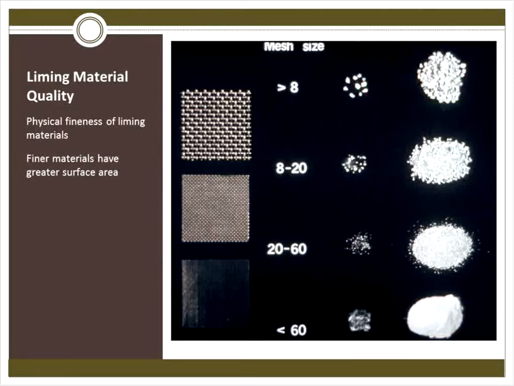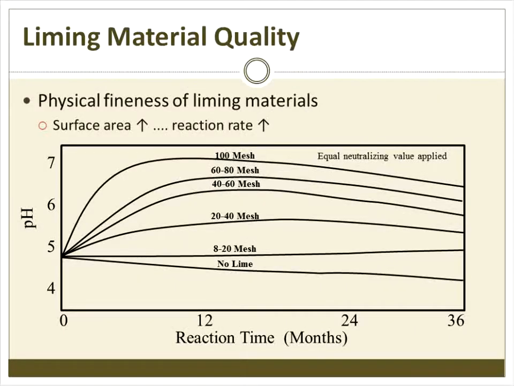Well, it has to do with how fast you can change the pH in a particular field. The greater the surface area, meaning the smaller the particle size, the faster it will react. The smaller the surface area, meaning the larger the particle size, the slower it will react. And so let me introduce you to this concept of mesh.